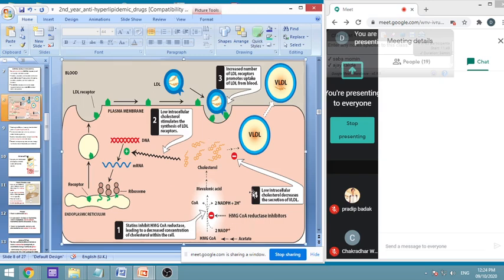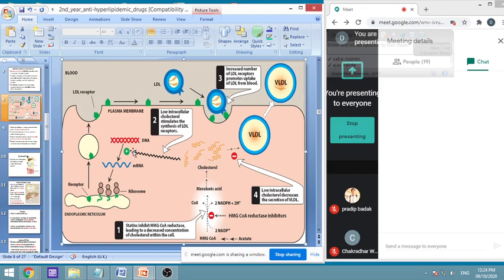Now the next thing: acetate acts with HMG-CoA along with NADPH. They convert HMG-CoA into mevalonic acid, and then later it is converted into cholesterol. This cholesterol is taken up as VLDL or LDL and excreted out. So when we block this cholesterol synthesis, it will not allow VLDL to be formed, and thus it will decrease. Okay, so this is the first action.